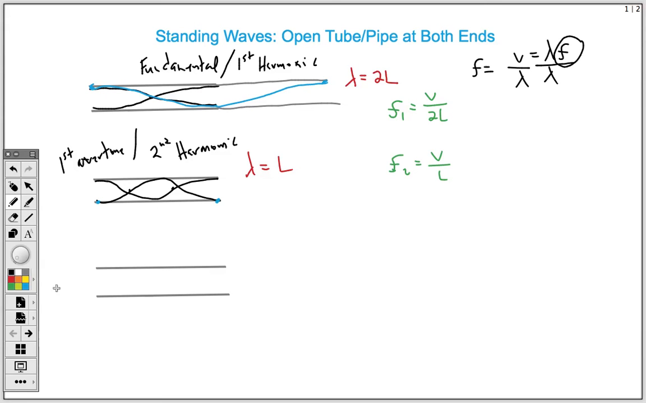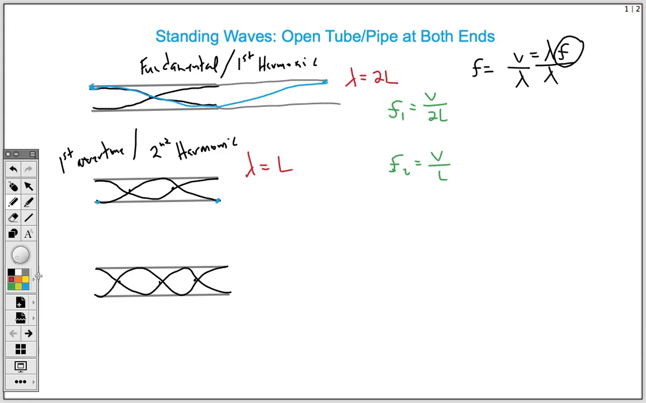Okay, all right, one last one. So once again, we're always adding one more node. So for our last picture, we're going to have three nodes. And remember, for these pipes, we always have to have an antinode at the end of the pipe. So it's going to look something like this.